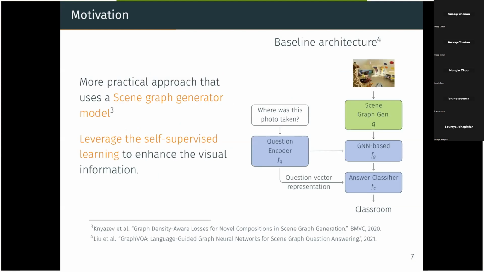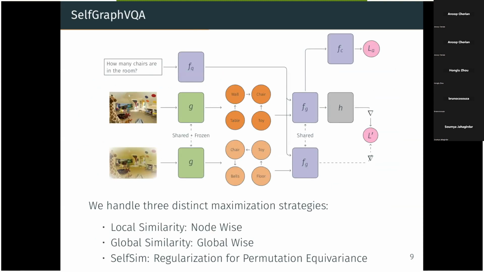So in our approach, we decided to be more practical. Instead of using the ideal scene graph, we try with a generated scene graph here, and also with a GNN-based model to take the relevant information from that graph format. And now we are using a generative model. It's easy to leverage self-supervised learning. What you saw here is that self-supervised learning improves our results with this non-ideal scene graph by enhancing the visual information. So, our methodology.